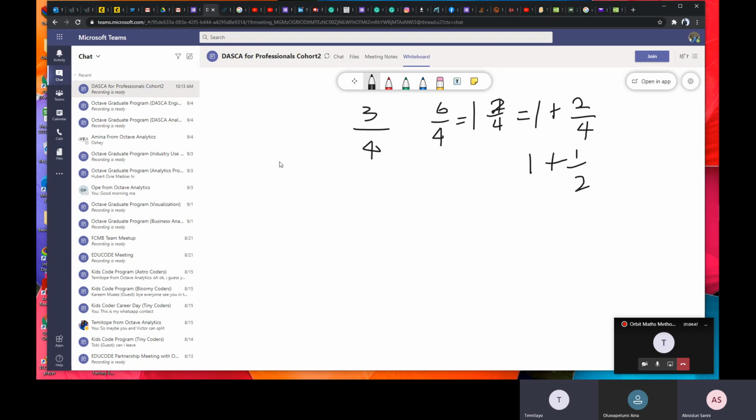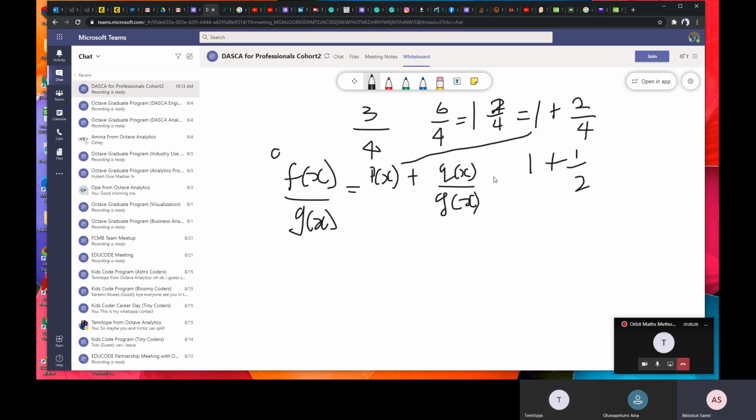So it's the same with your f of x over g of x. If you do long division, you are going to have something like p of x plus q of x all over g of x. You can see the denominator here is still g of x. Your p of x here is your 1, your q of x here is your 2, and your g of x remains the same, which is your divisor.